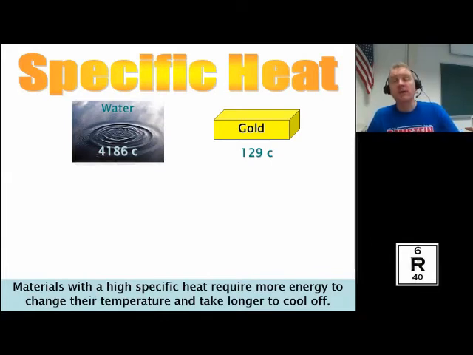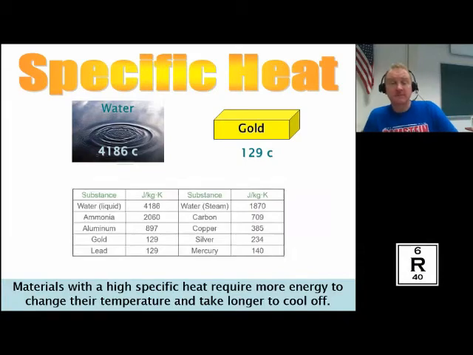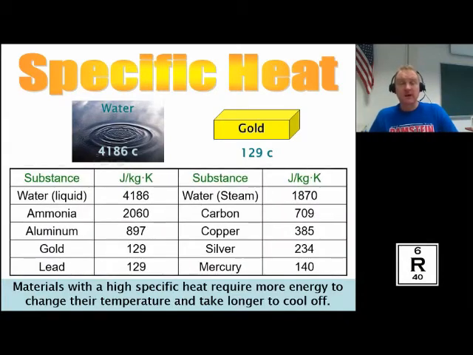So gold will heat up much faster than water, and it will cool down much faster. These are some constants that I will be handing out to the class. If you're in my class, you should have a copy of this. Otherwise, I'll make this available as a download document on the website. But these constants, these are just constants. And I gave you 2 examples here.